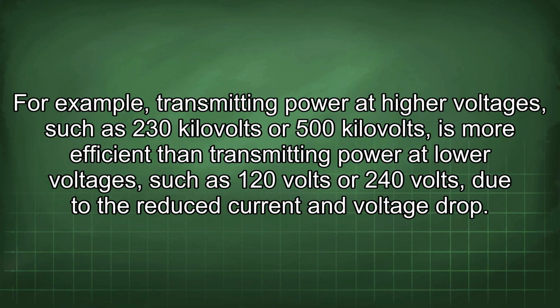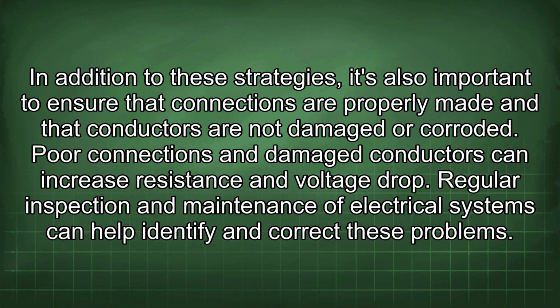For example, transmitting power at higher voltages, such as 230 kV or 500 kV, is more efficient than transmitting power at lower voltages, such as 120 volts or 240 volts, due to the reduced current and voltage drop. In addition to these strategies, it's also important to ensure that connections are properly made and that conductors are not damaged or corroded. Poor connections and damaged conductors can increase resistance and voltage drop. Regular inspection and maintenance of electrical systems can help identify and correct these problems.